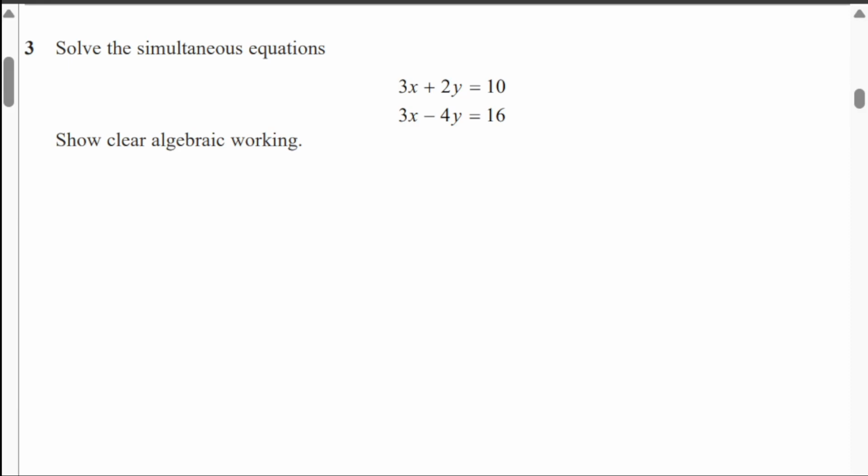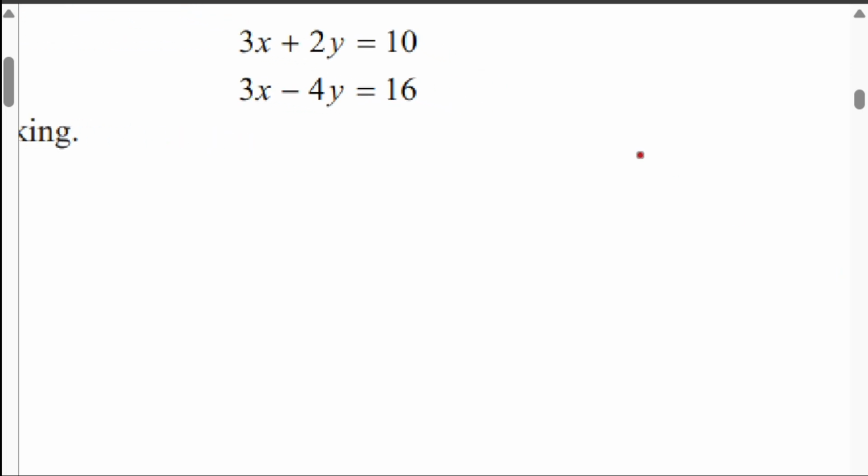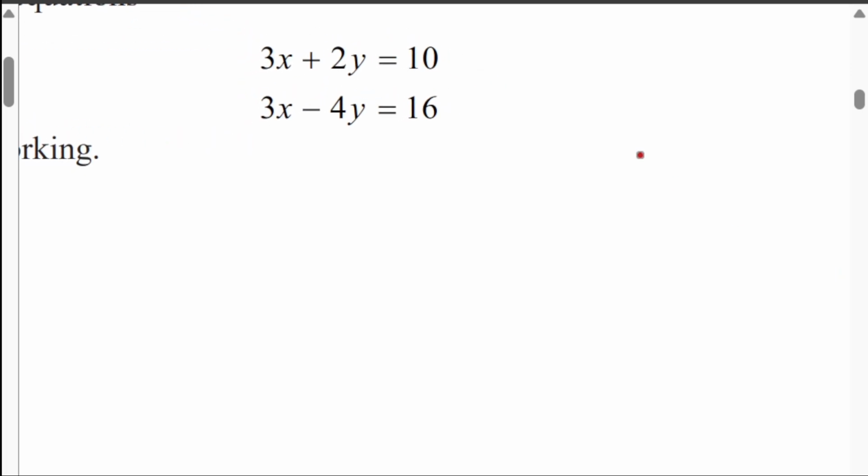Question 3 is 3 marks. The question says, solve the simultaneous equations. These are the equations. They are nice. Now, to solve the simultaneous equation, we look at the x's and y's.